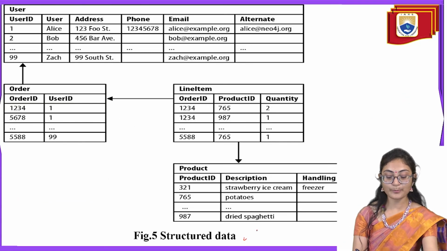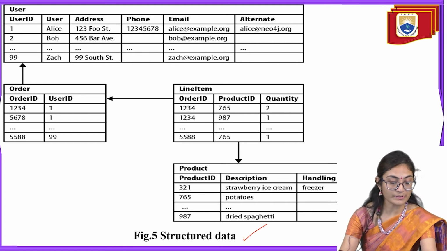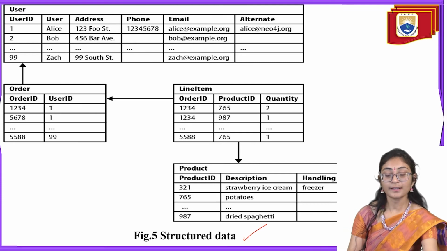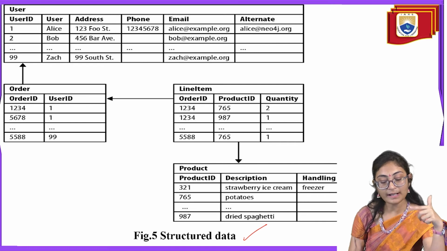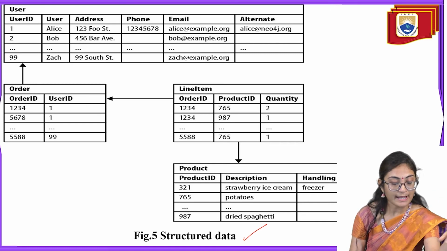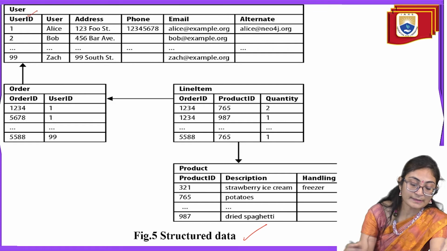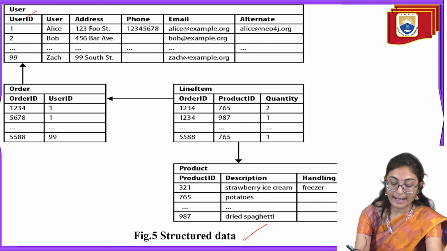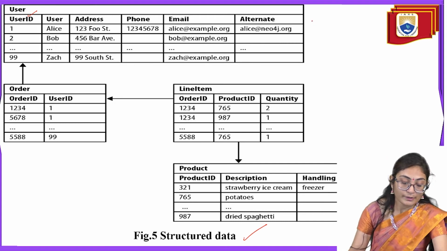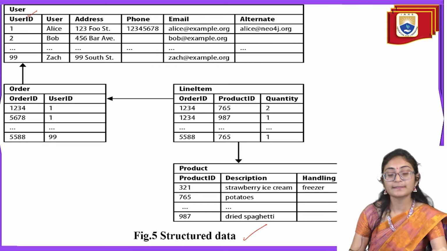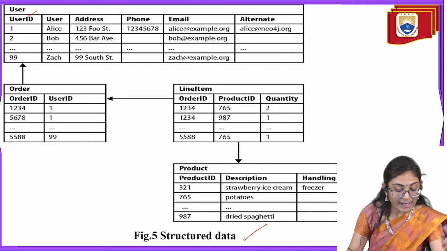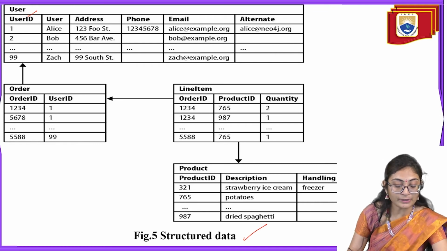Now this is an example of structured data. See, this is a model containing users, orders, line items and products. Here every piece of data is organized in the form of a table. The user table contains user ID, user address, phone, email, and alternate. The order table is connected with the user table, and it shows the order ID with the user ID.